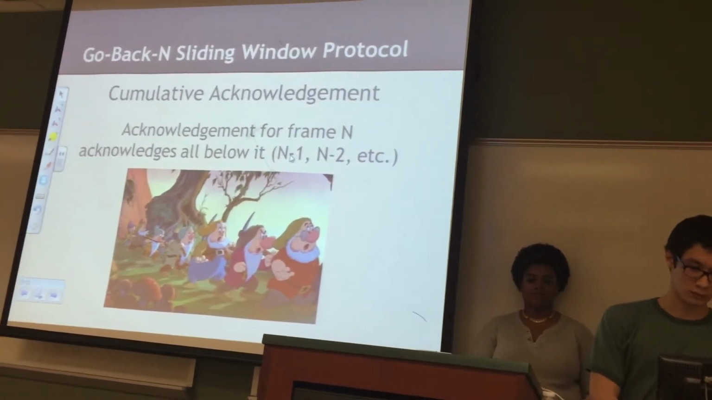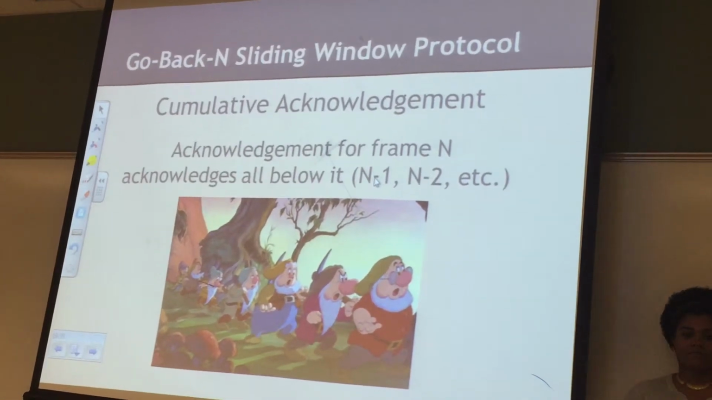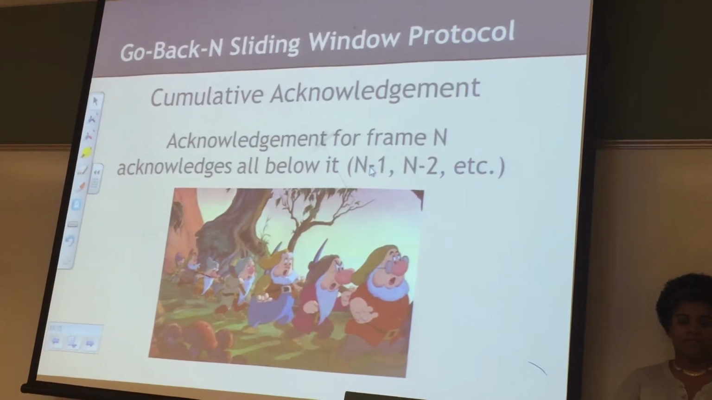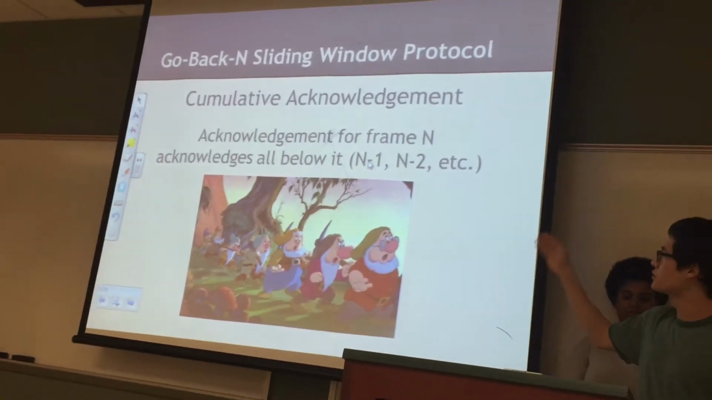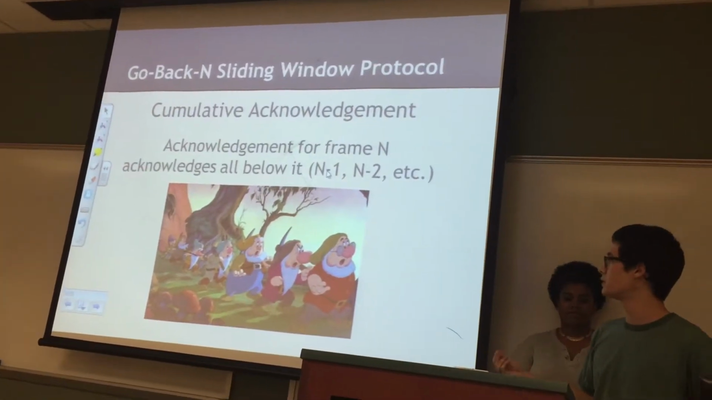All right, so this is cumulative acknowledgement. I don't have the best example for this, but I couldn't really think of anything excellent. Maybe you guys can help me out with it. But acknowledgement for frame n acknowledges all below it, n-1, n-2. It's a fairly simple concept, but I was trying to think of a way to better show it.